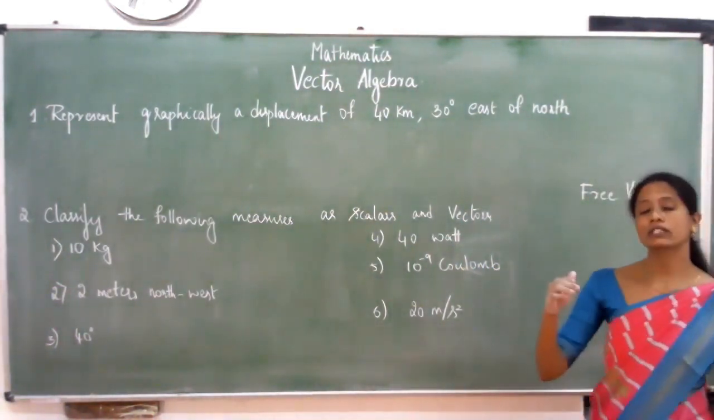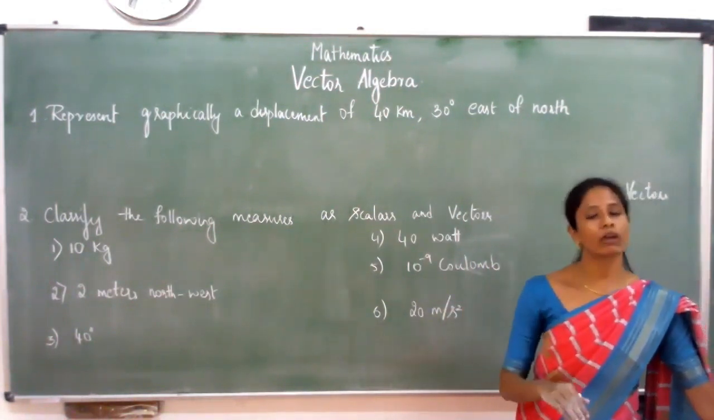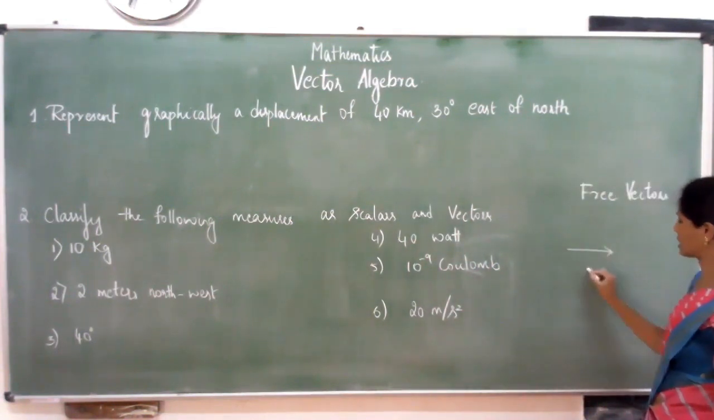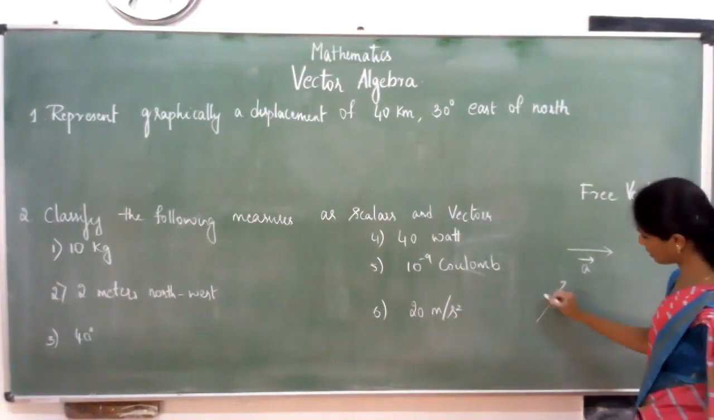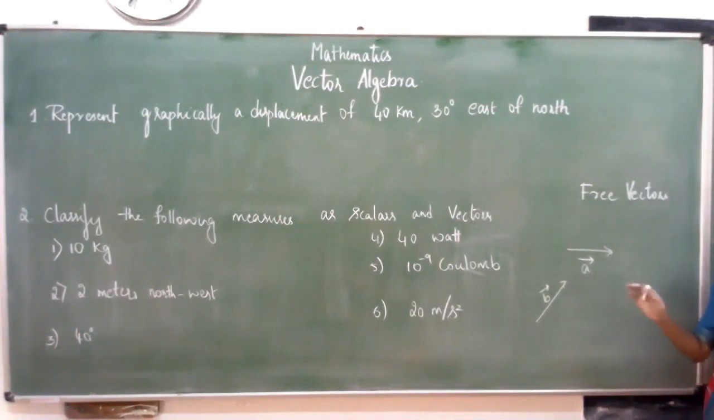The above means all the types of vectors which we have already studied can be subjected to this. For example, let this be a vector A, and somewhere here let this be a vector B. These two vectors I can shift to any place by not changing their magnitude as well as direction.